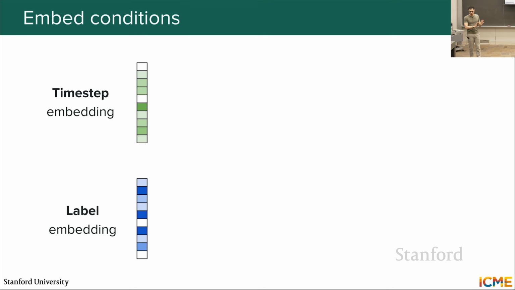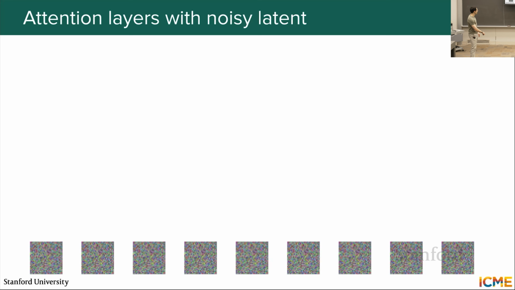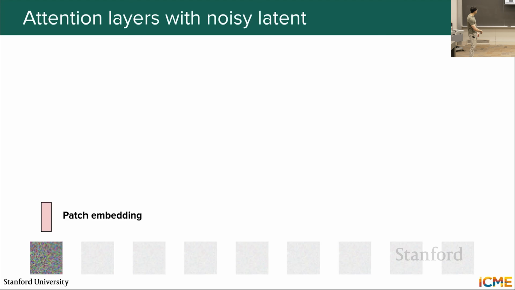OK, great for the patches. Now let's take care of the conditions. So you have the timestamp embedding, and then you have the label embedding corresponding to, let's say, the teddy bear. And what you do, super simple, you just add them together, and you obtain your condition embedding. So far, so good? OK, so here we are with our patchified input, where each element is represented with an embedding.